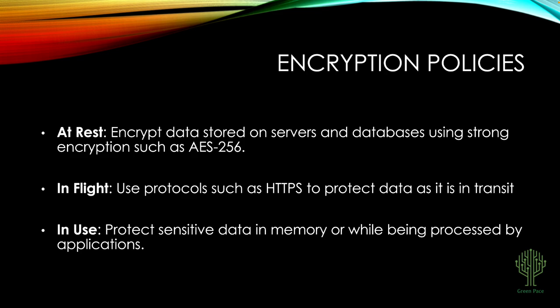We use encryption in three main ways. At rest, we encrypt all stored data using strong algorithms such as AES-256 to protect it from unauthorized access. In flight, we use secure protocols such as HTTPS to protect data while it's in transit. And in use, we apply controls to protect data in memory or while it's being processed by another application. Each encryption type protects a different part of the data lifecycle.